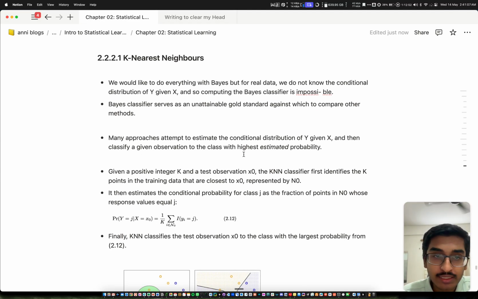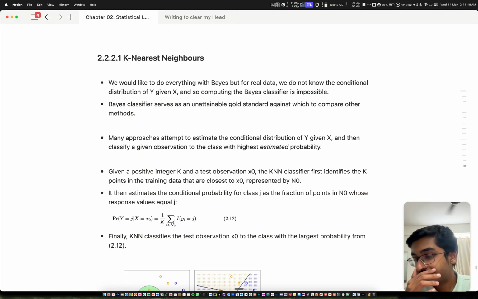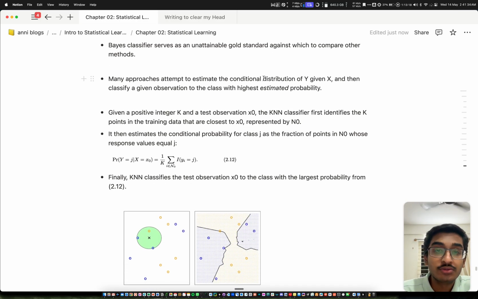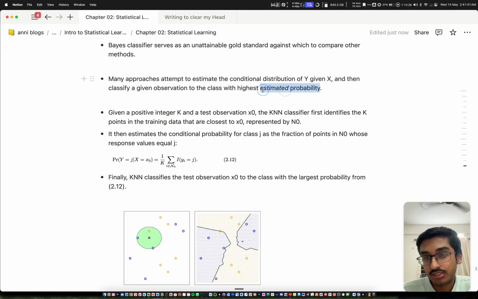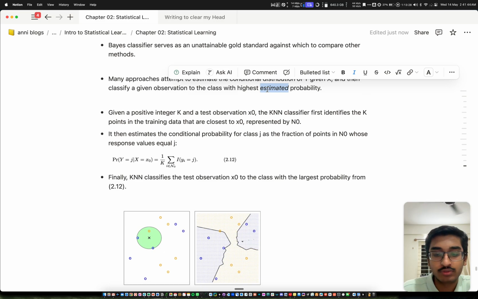The next method is the k nearest neighbors method. The problem with Bayes is that we never know the conditional distribution of y given x. If I give you certain features, we are never going to know the probability of y as a result of those features in practice beforehand. Obviously that's what our statistical methods aim to do, but in practice it's almost impossible to get that beforehand. So what we try to do is estimate the distribution of y given x and then classify with the highest estimated probability, not the true probability.